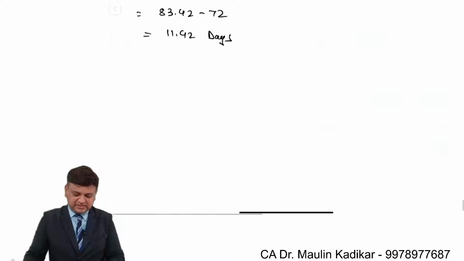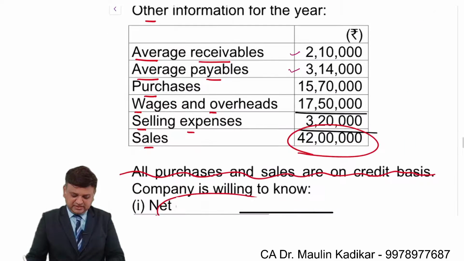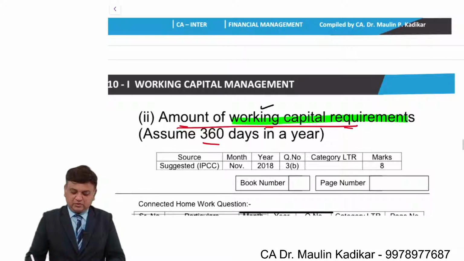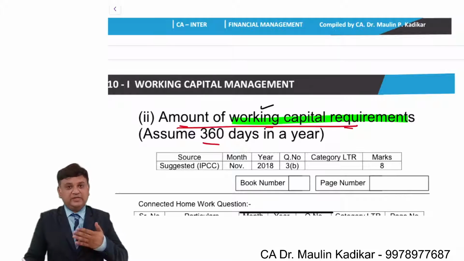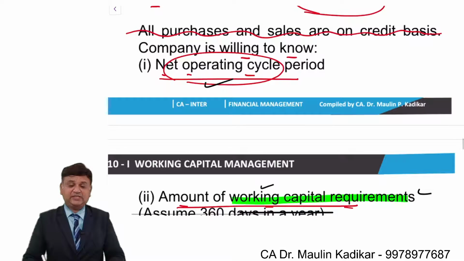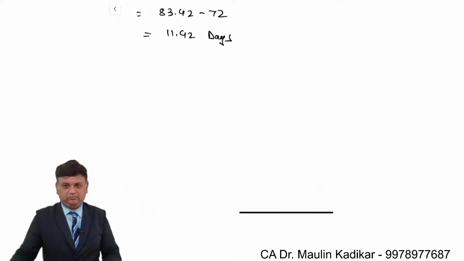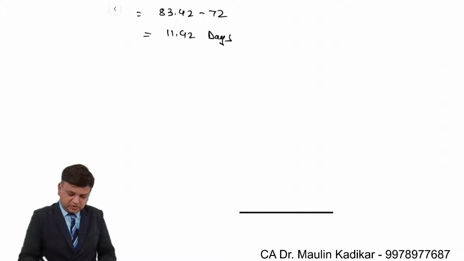Now the second question answer. I want you to write your answer in the chat box: what is the amount of the working capital requirement? As I told you, importantly we have to understand that the second part of the question is required to be answered based on the working capital cycle that we found in the first part of the question. So write an answer for the second question.